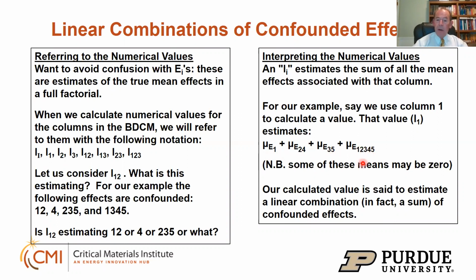Now, some of these may be 0. As we noted earlier, if we're talking about high interaction effects that have a lot of variables associated with them, it's less and less likely that those are going to be important. Very often main effects are important, or 2-factor interactions are important. But as we consider 3 and 4 and 5-factor interactions, they're less and less likely to be significant. So our calculated value, L, is in fact an estimate of a linear combination of confounded effects. In this case, it's actually a sum of confounded effects.